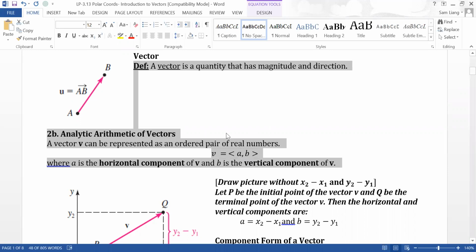Is anyone still copying the highlighted text? All right, now I'll move on.